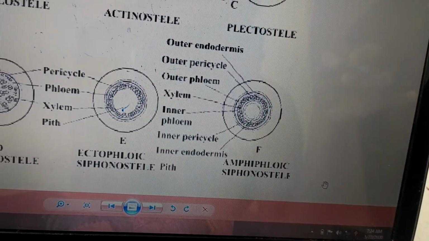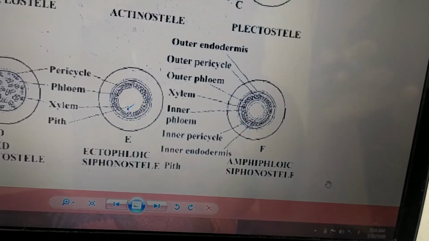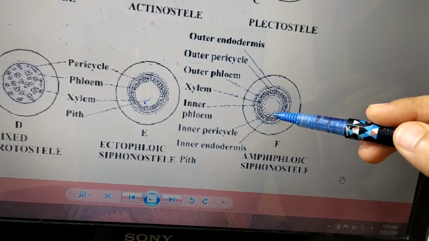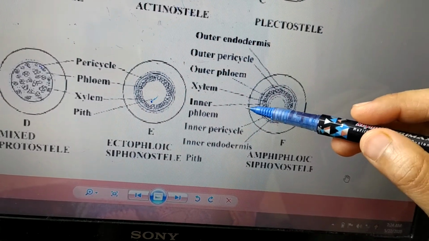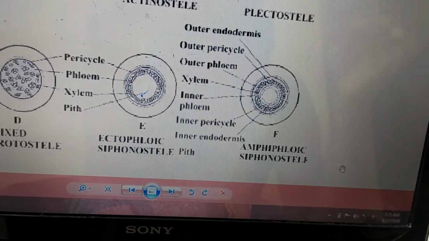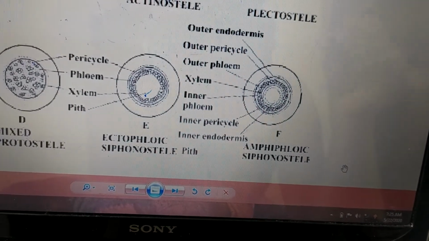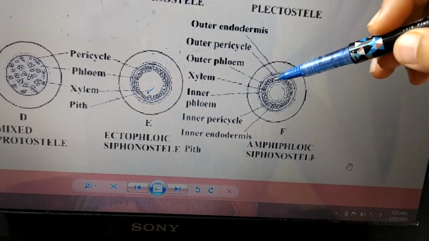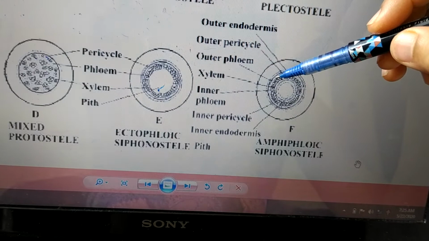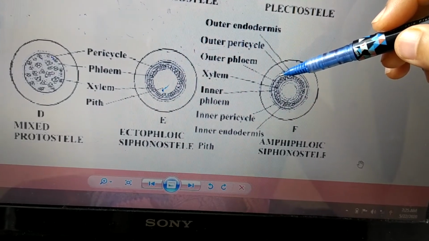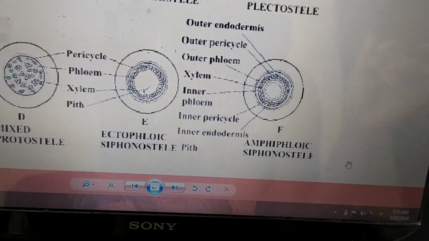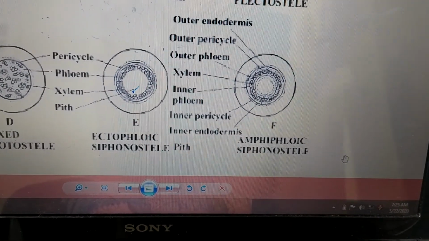The inner pericycle, inner endodermis and inner phloem are towards the pith. Whereas outer pericycle, outer endodermis and outer phloem lie on the outer side of the xylem. So this is xylem. So outer to the xylem, what we have? Outer phloem, outer pericycle, outer endodermis. Such an arrangement is called amphiphloic siphonostele. Thank you.